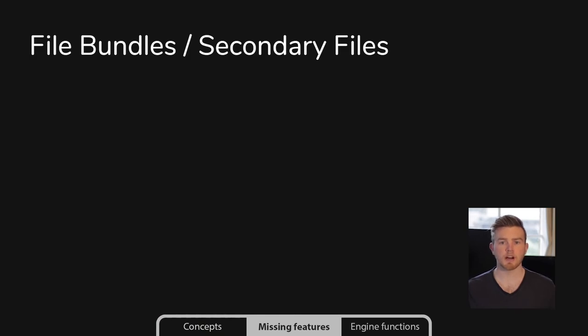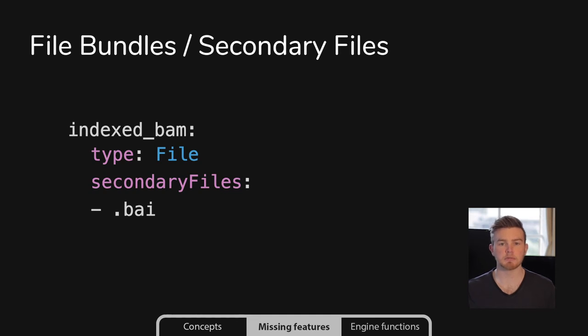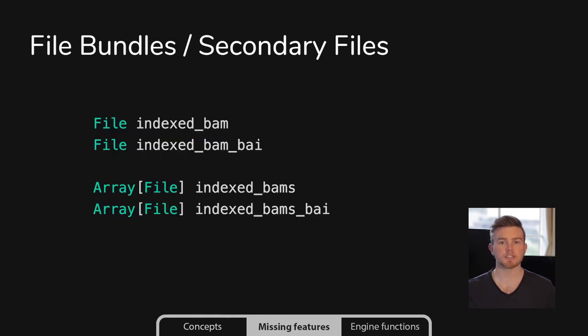Janis borrows the secondary files concept from CWL as a way to bundle multiple associated files into a single group. Janis understands types such as an indexed BAM or FASTA with indexes as placeholders for ensuring a BAM index stays attached to its BAM or multiple index files to a FASTA reference. As this borrows CWL behavior, we simply provide the secondary file annotation onto a CWL type. However, in WDL, this functionality doesn't exist, so to patch this behavior, we generate extra annotations.